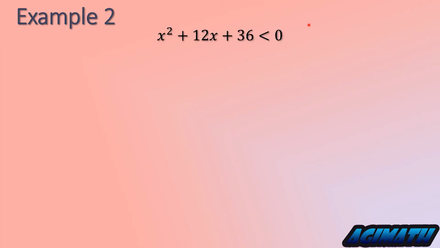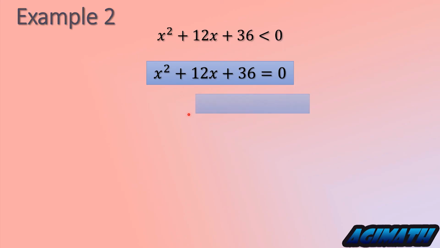Second example, x squared plus 12x plus 36 is less than 0. So this time our inequality symbol is less than. We are going to transform that into standard form so that we can factor. And then when we do factoring, again we draw two parentheses. But there are times the polynomials are not factorable, so you use the quadratic formula in finding the critical values.